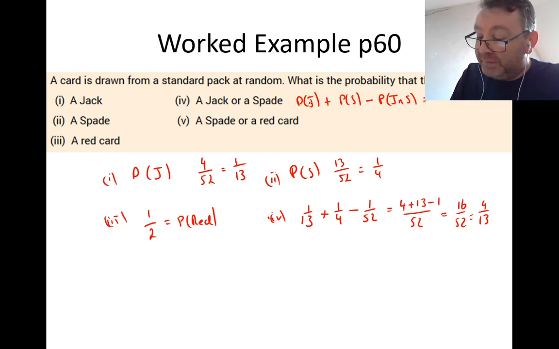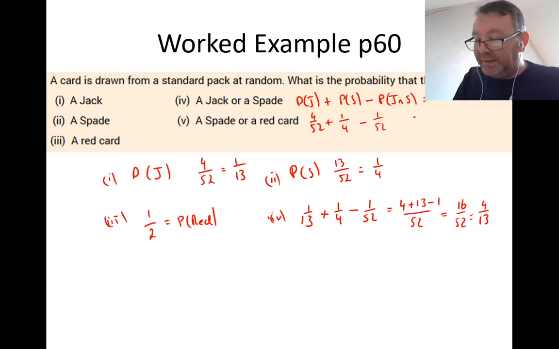So we said already the probability of a jack is 4 over 52, or 1 over 13 I should say. The probability of a spade, well, that's 1 over 4. And then you take away the jack of spades, since it's counted twice, which is 1 over 52. So that's where I get that from.